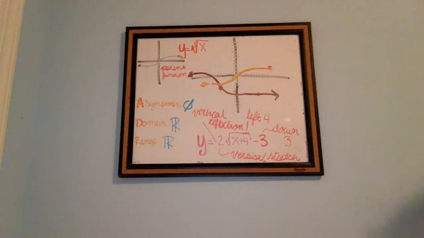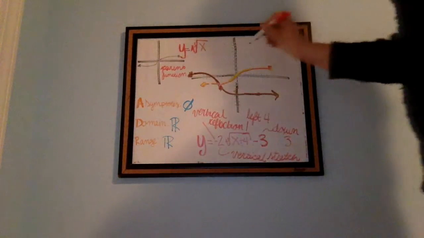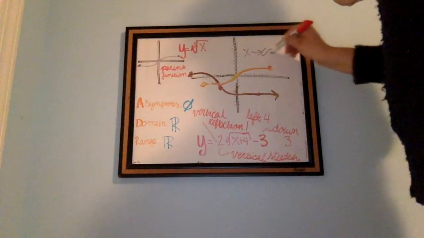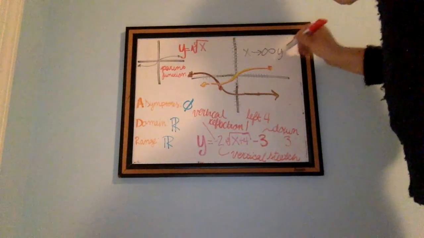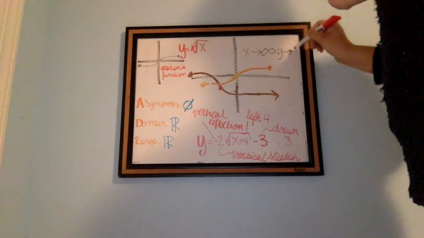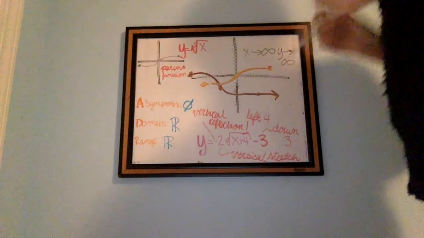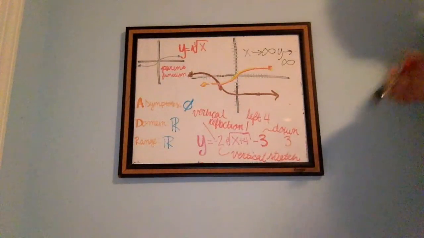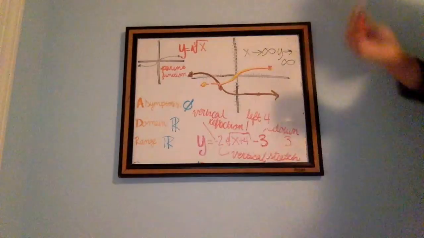The end behaviors, if I'm not mistaken, are as x approaches infinity, y approaches infinity, as the graph just keeps going and going and going. So this is it. This is my function.